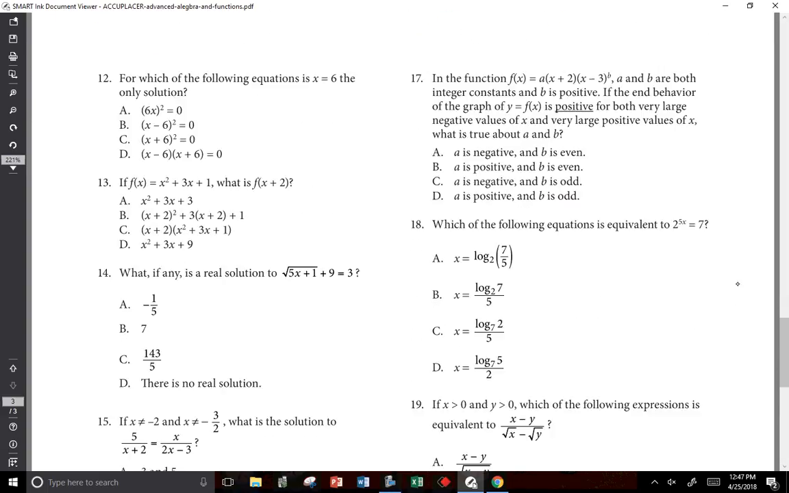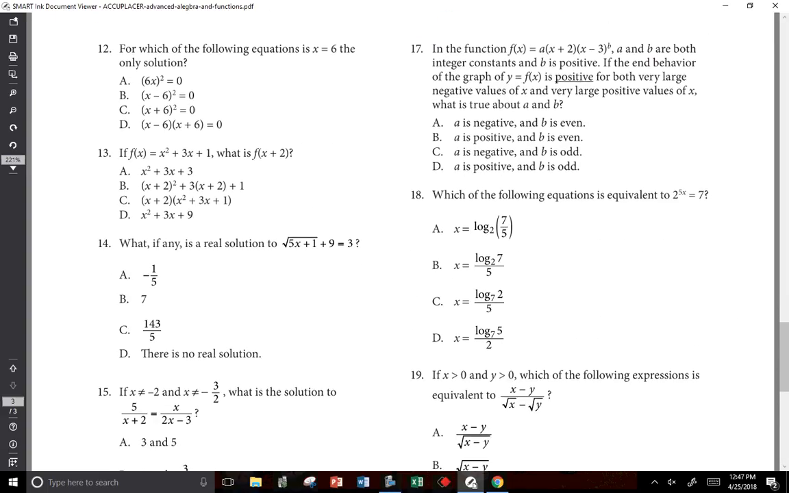Because this equals x minus 6 times x minus 6. So this is positive 6 and this is positive 6, isn't it? Yes. For D, it would be positive 6 and negative 6. When you have two factors, you set each one individually equal to 0 and you solve it. Are you seeing it?